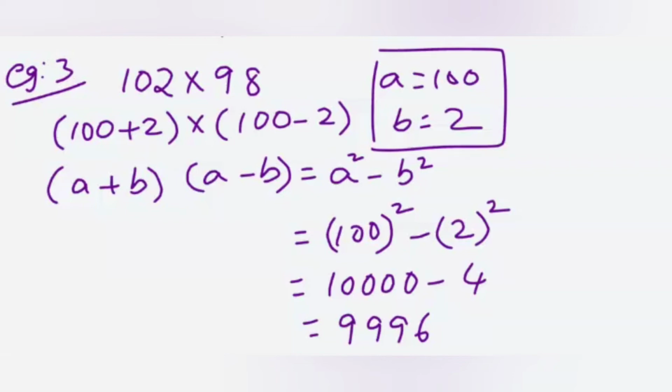But this is the method where we use the identities to solve such sums, where there are no algebraic expressions. Here everything involves only numbers. So this is the way to solve such sums using algebraic identities. Let us go to another example. Example number 4.